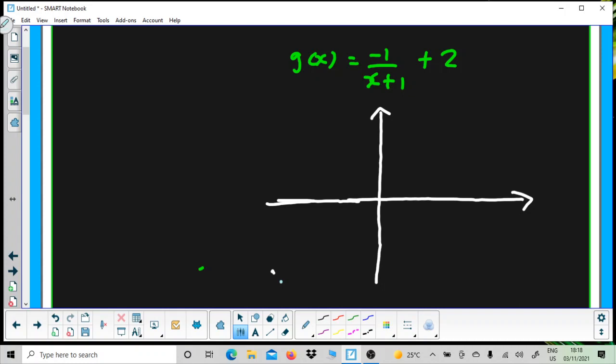Where's my vertical asymptote? On the left side. You are right. It's moved to the left, to -1. And where is the horizontal one?